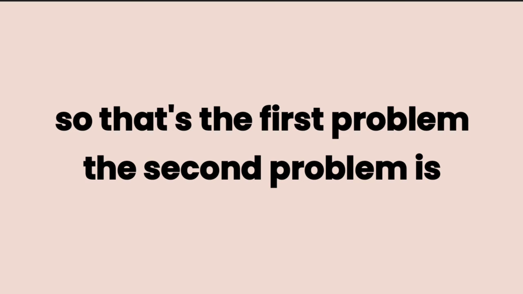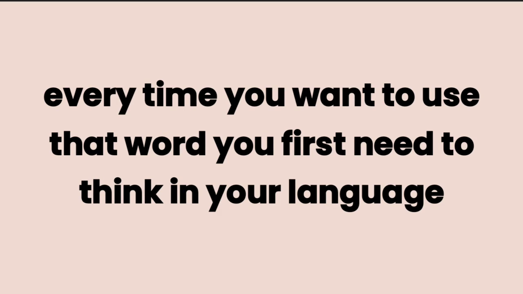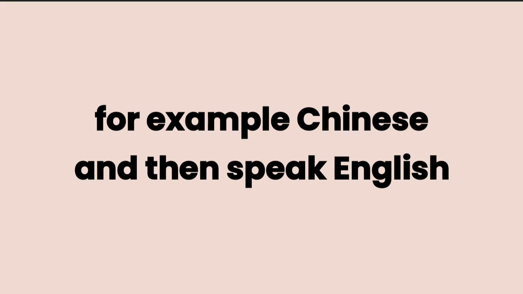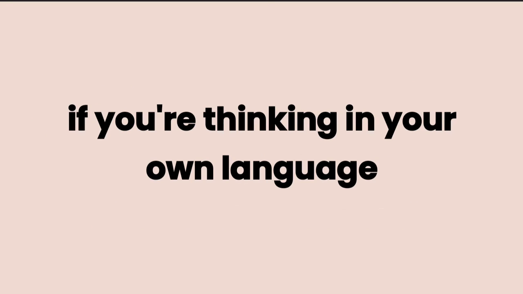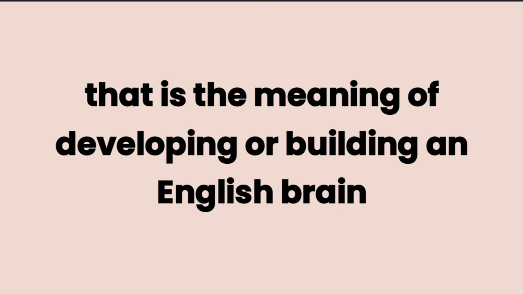The second problem is every time you want to use that word, you first need to think in your language, for example, Chinese, and then speak English. And that is wrong because you're working way too hard. You cannot be a fluent English speaker if you're thinking in your own language. That is the meaning of developing or building an English brain.